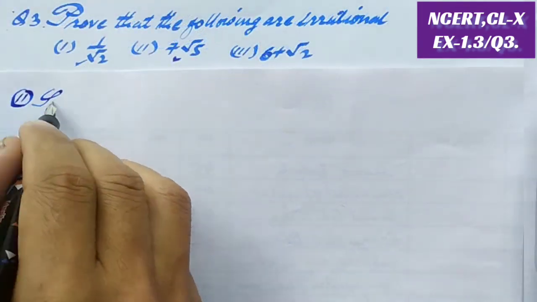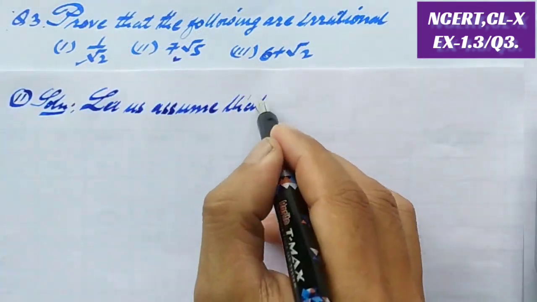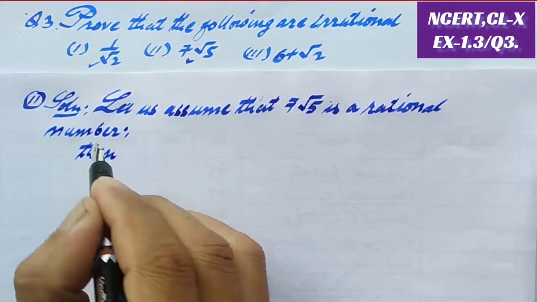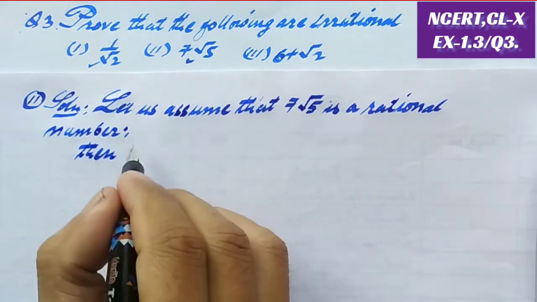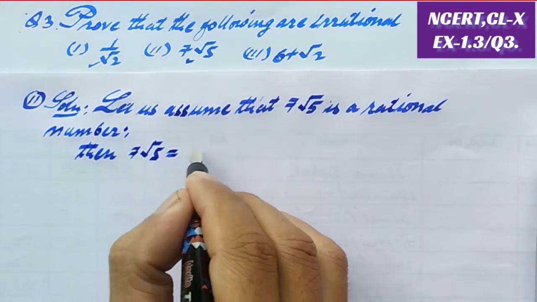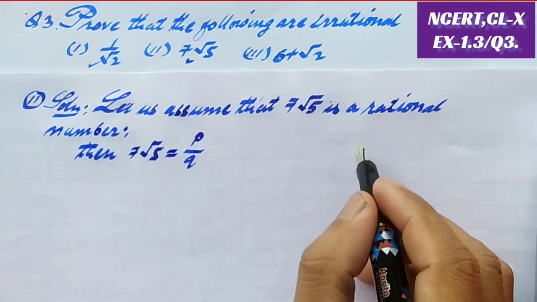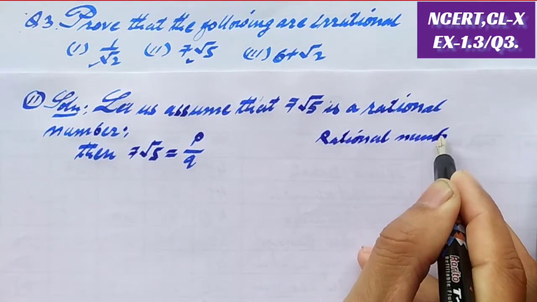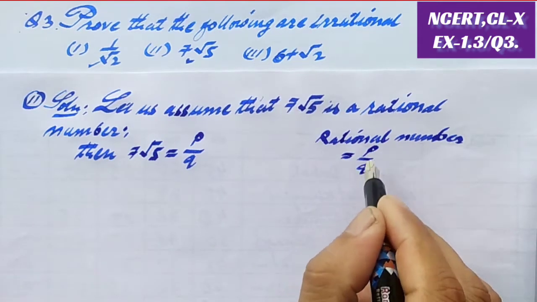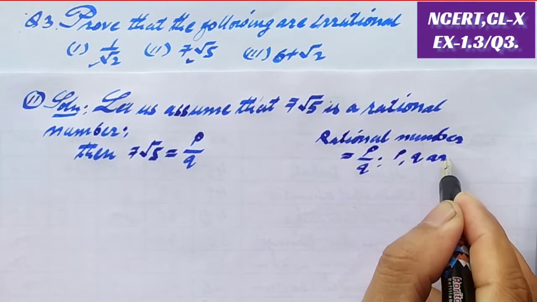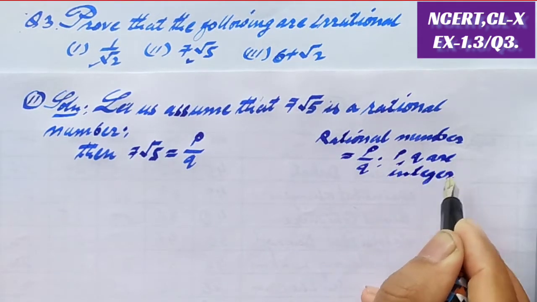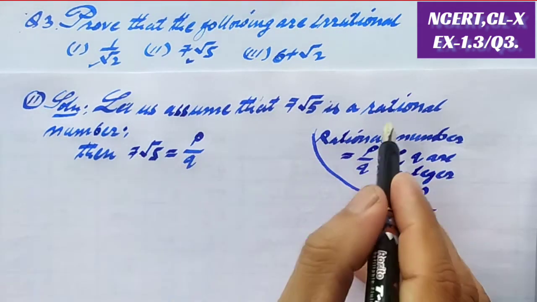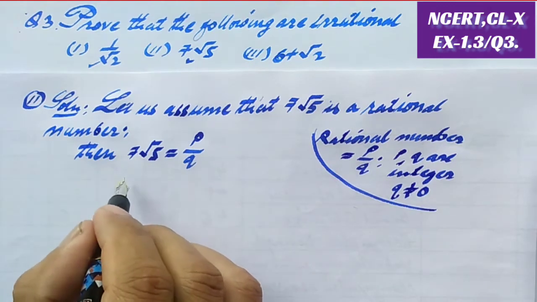Okay, now let us move to solution Roman number 2. Let us assume that 7 root 5 is a rational number. Then 7 root 5 is equal to p by q. Now, I have already defined a rational number. A rational number is equal to p by q, where p and q are integers, and the number at the denominator q is not equal to 0. On this basis of definition, we have 7 root 5 is equal to p by q.